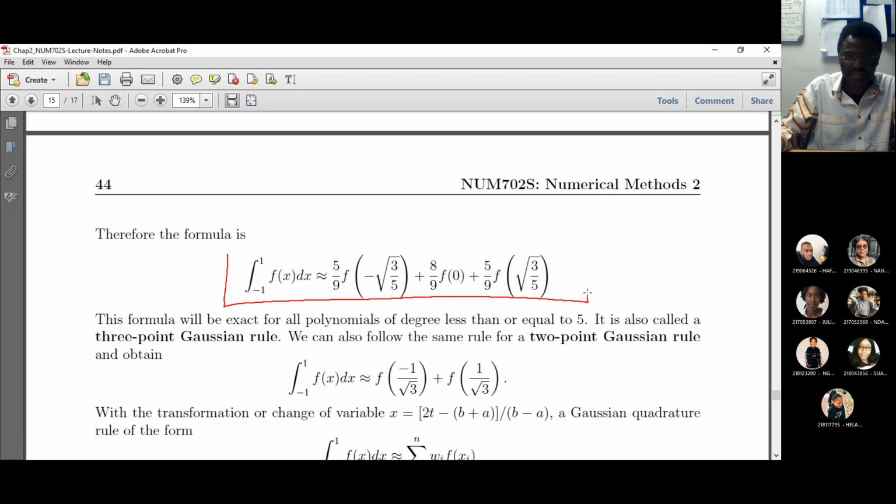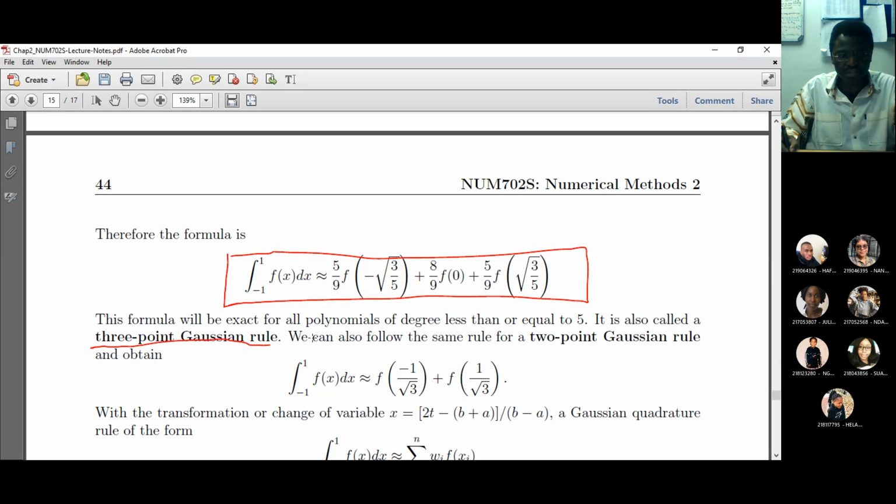And this is what we call the 3-point Gaussian rule. It is a 3-point rule because we use 3 points. So we have just derived the 3-point Gaussian rule, which is this.